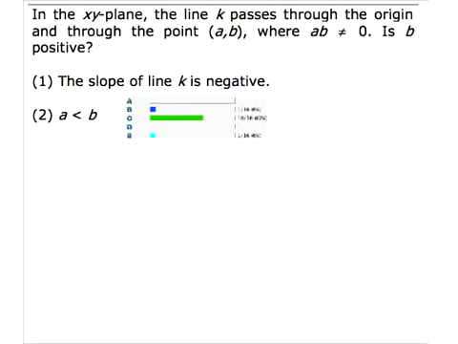Line K passes through the origin and through the point, arbitrary point A, comma B. So go ahead and tell me in the text box, what's the significance of that green thing right there? AB is not equal to 0. So you can tell me what that signifies. Someone says either A or B equals 0. That's actually the exact opposite of what it signifies.